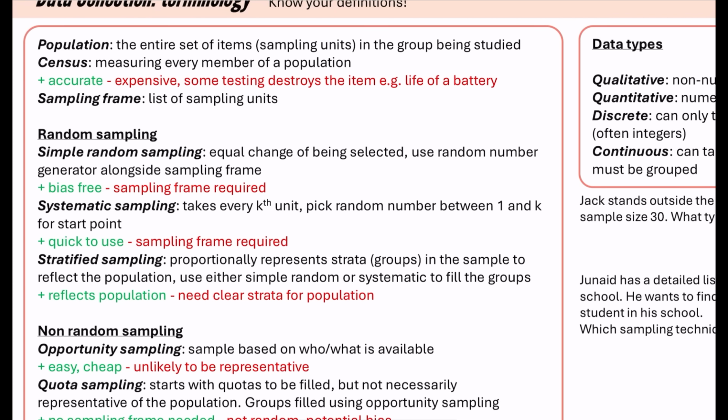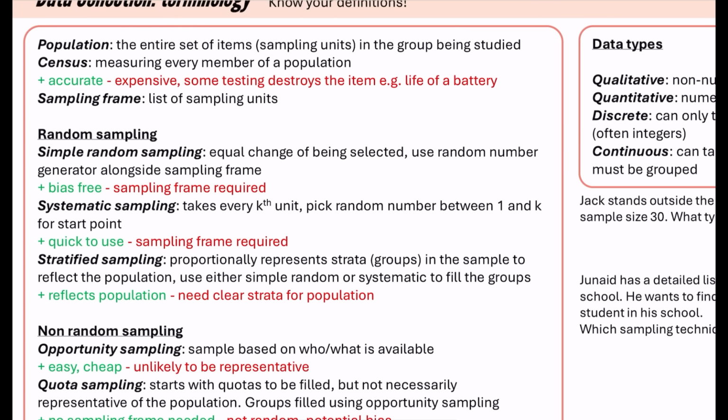Another classic disadvantage for why we don't always want to do a census is that sometimes the testing itself destroys the items. So I think it was actually in a past paper question. It was thinking about why would a factory not want to do a census of the lifespan of their batteries in a factory? Well, that's because to test a battery's lifespan, you would actually have to deplete all of its energy. And if it's got no energy left, you can't sell the battery afterwards. So by testing the life of the battery, we've actually destroyed it.